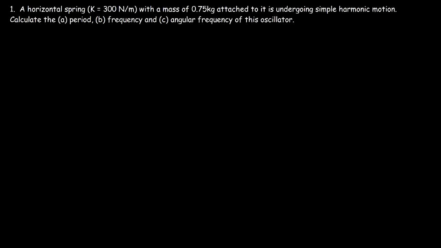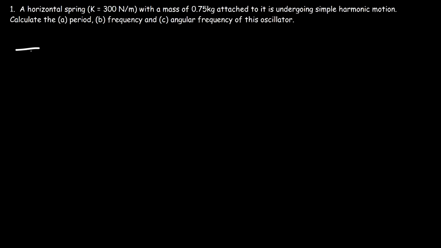In this video, we're going to talk about how to solve some basic, simple harmonic motion problems in physics. So let's start with number 1. A horizontal spring with a mass of 0.75 kilograms attached to it is undergoing simple harmonic motion. Calculate the period, frequency, and angular frequency of this oscillator. So if you want to try this problem, feel free to pause the video and work on it.